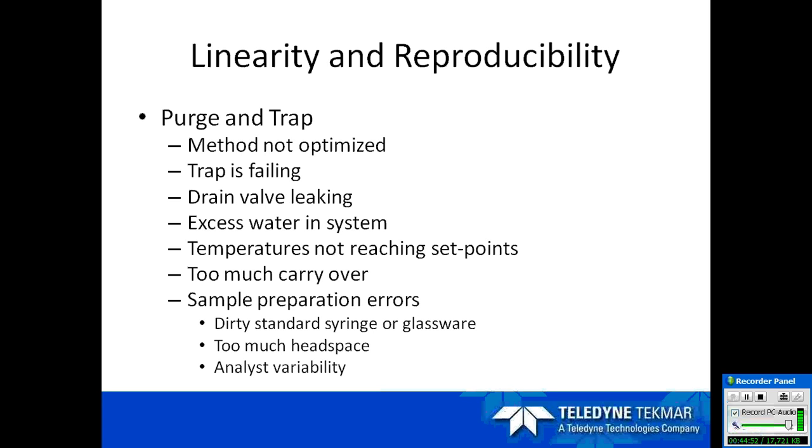Is there excess water in your system? Is your desorb temperature too high, or are you desorbing longer than you should? These can be optimized within your method and within some research that you can do. Also, make sure your temperature settings are reaching their set points. If they're not reaching the set point, this could cause linearity and reproducibility problems because it will not allow some compounds to be desorbed off the trap, or maybe you're hitting a cold spot somewhere within your line if these temperatures are not reached according to the specs set forth in your parameters. Maybe too much carryover, maybe your system is not being cleaned up correctly, or sample prep errors: dirty standard syringe, dirty glassware, too much headspace in the vial, or just variability from analyst to analyst.